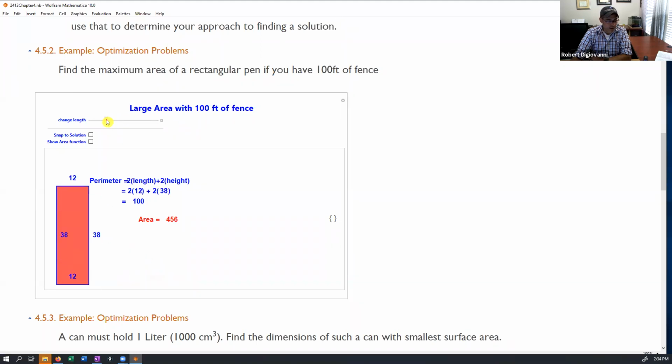I could go this way, right? Like there, 11, 11, 39, 39. Now the area is 429. So I'm going to start moving it back and forth, and y'all just keep an eye on the area.